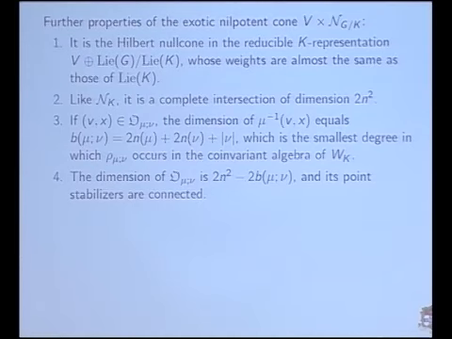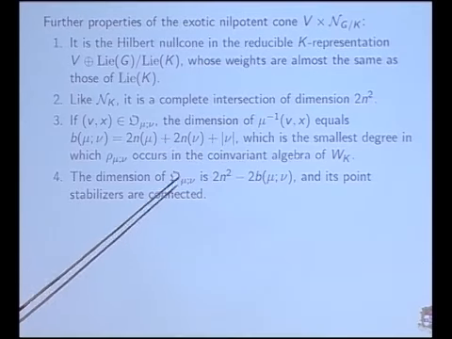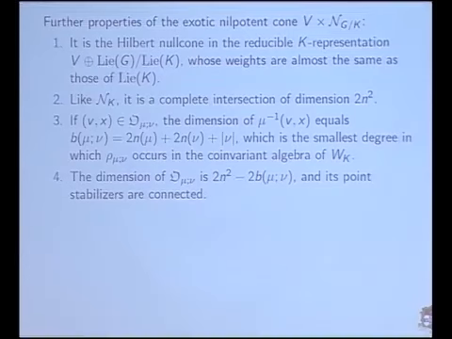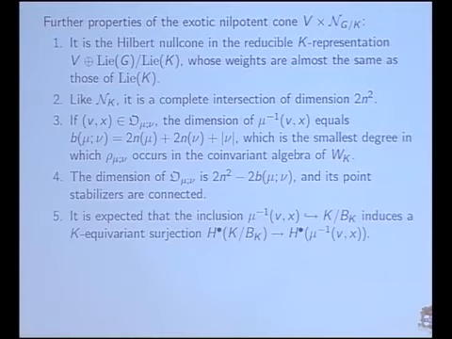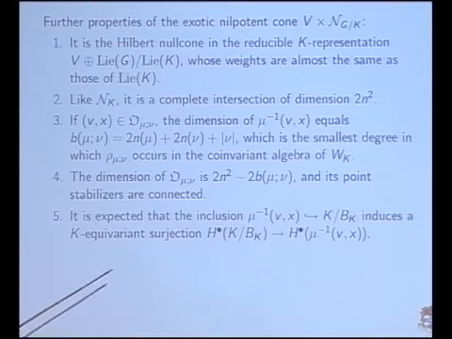The dimension of each orbit is also given in terms of this B function. This is effectively just saying that the resolution is semi-small, and exactly so, that the dimension of the fiber is always half the codimension of the orbit. So the dimension of each orbit is 2n squared minus 2 times this B function. And the point stabilizers of points in this cone are connected, just like in type A, which is why no non-trivial local systems arise.